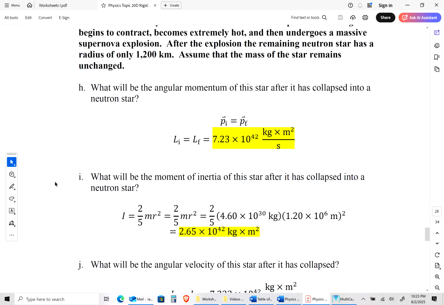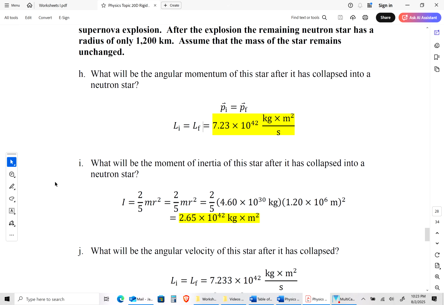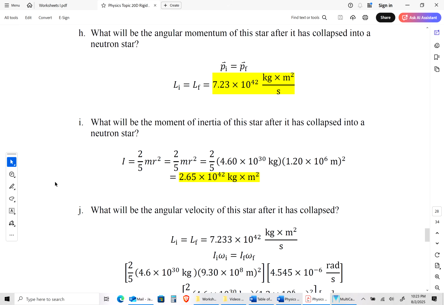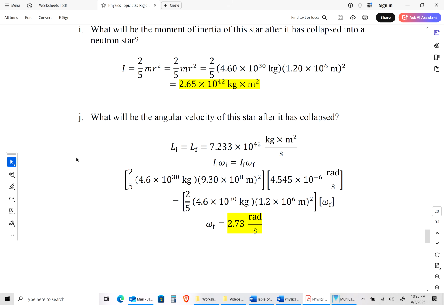Part I. What will be the moment of inertia of the star after it has collapsed into a neutron star? Moment of inertia of a sphere is 2/5 m r squared. Part J. What will be the angular velocity of the star after it has collapsed? Once again, angular momentum initial equals angular momentum final.